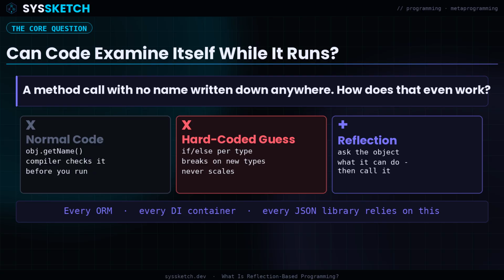What class is this object? What methods does it have? Does this method have a special annotation attached to it? That's reflection, the ability of a running program to examine and sometimes modify its own structure, its classes, methods, fields, and interfaces, without knowing any of that in advance. It sounds abstract, but you've almost certainly used software built on it. Every time a JSON library turns an object into text without you writing conversion code by hand, reflection is doing the work behind the scenes.